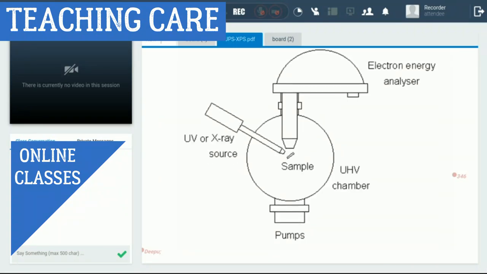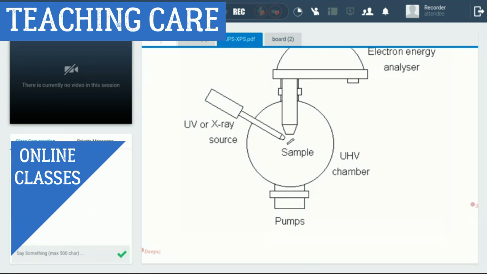Photoelectron spectroscopy. This is the electron analyzer, electron energy analyzer. This is the sample, in the sense, the metal piece you have placed. Can you see? This is the metal. Either you are going to pass UV ray or X-ray on the metal surface. So what will happen? UV ray has a particular wavelength, X-ray has a particular wavelength, that is going to hit on the metal surface and it transmits the energy to the electron. So what will happen? The electron will eject, am I right? The electron will eject, yes, with a particular energy that will be analyzed by the electron energy analyzer. That's all.